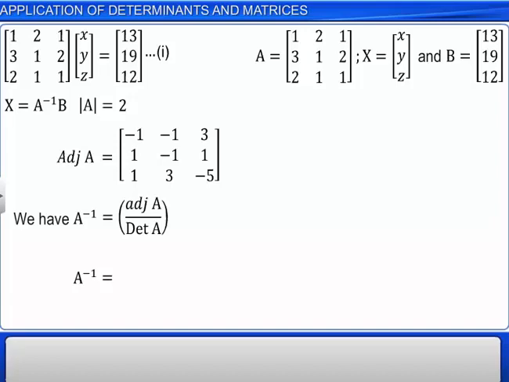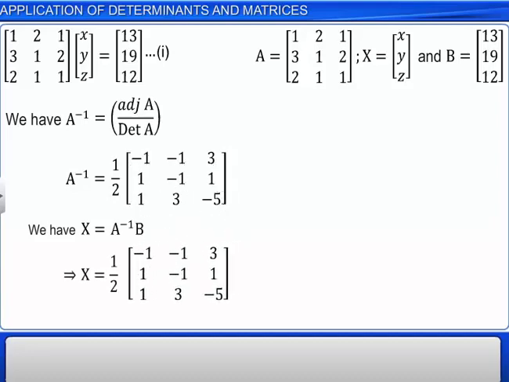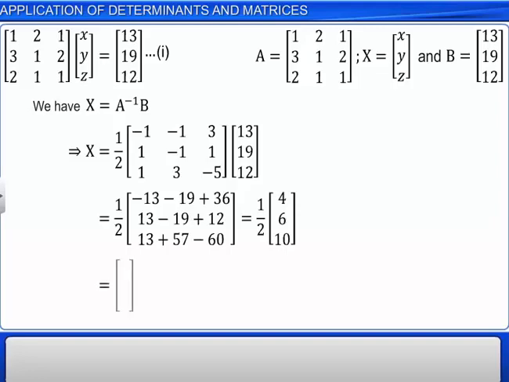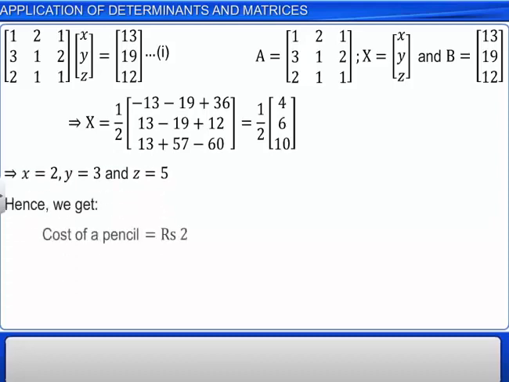Finally, finding the product of the matrices A inverse and B, we get a column matrix with the elements 2, 3, and 5. This implies that X = 2, Y = 3, and Z = 5. Hence the cost of a pencil, an eraser and a sharpener is 2 rupees, 3 rupees, and 5 rupees respectively.